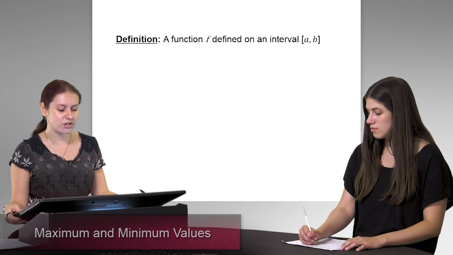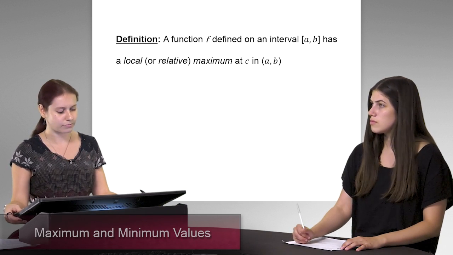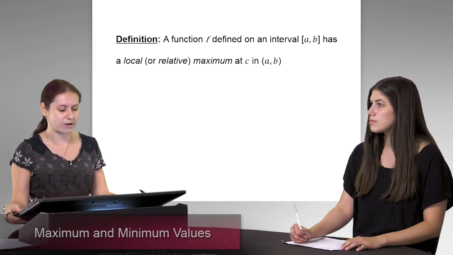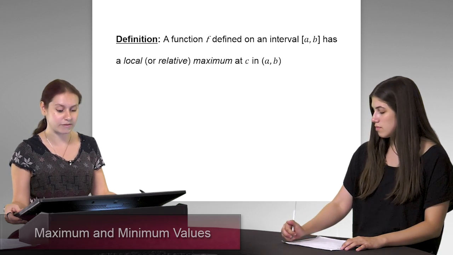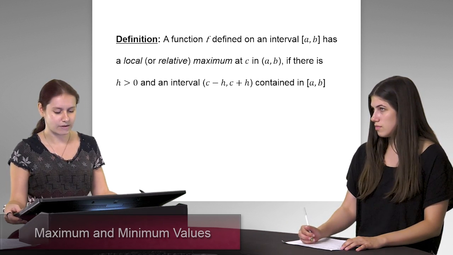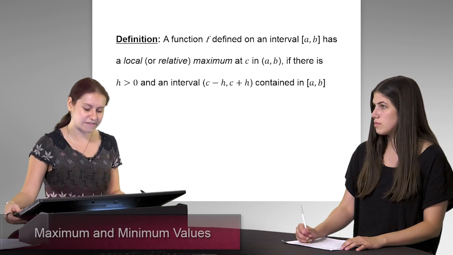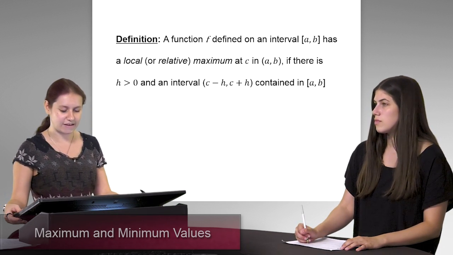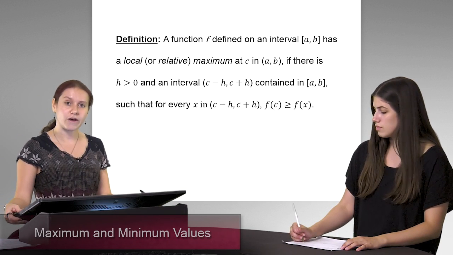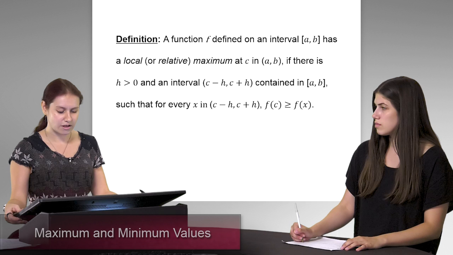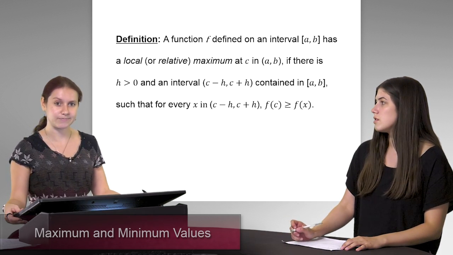Definition. A function f defined on an interval [a,b], a closed interval, has a local or relative maximum at c in (a,b), the open subinterval, if there is a positive h and an interval (c minus h, c plus h) contained in (a,b), such that for every x in this interval, f of c is greater than or equal to f of x.